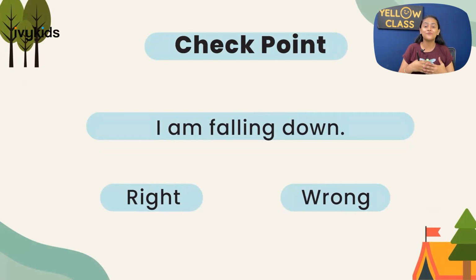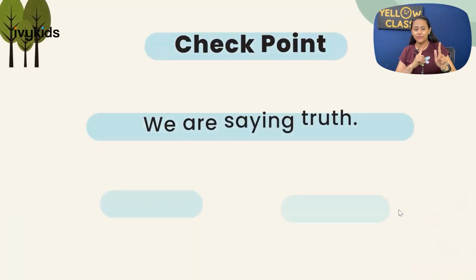Yes, I am falling down. Right or wrong? So it is a right sentence. R. Thumbs up for all those R's in the comment. I am falling down. This is the correct formation. We put am after I. Great. Moving on to the next one.